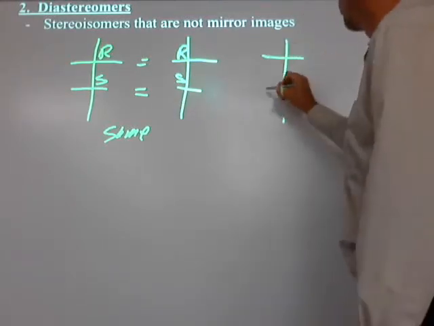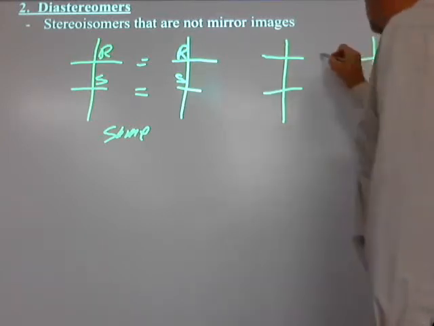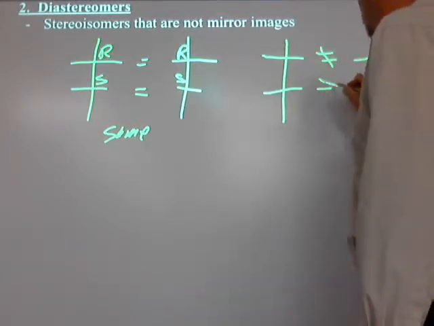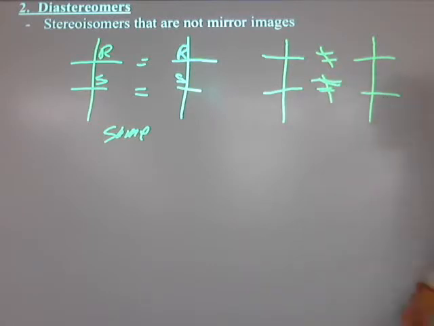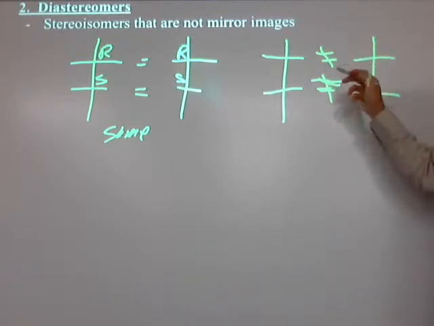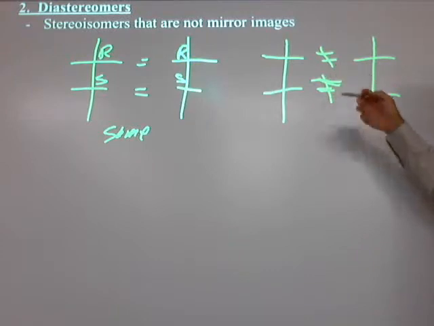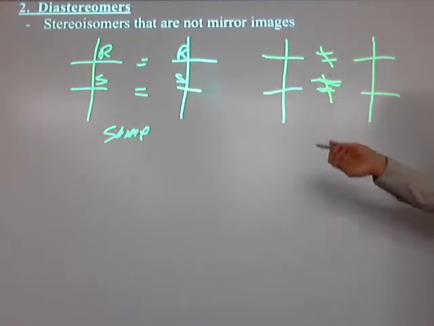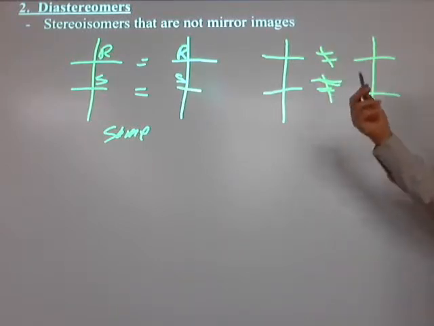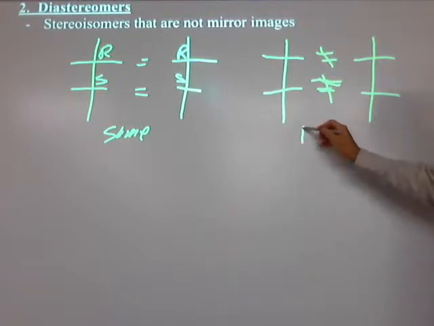What if I get this? Not equal, not equal. Both of them are unequal. If neither one of them is equal, they're both mirror images, right? This is a mirror image. When I say unequal, what I mean is mirror image. Well, they're both mirror images. What do we call that guy? Enantiomers.